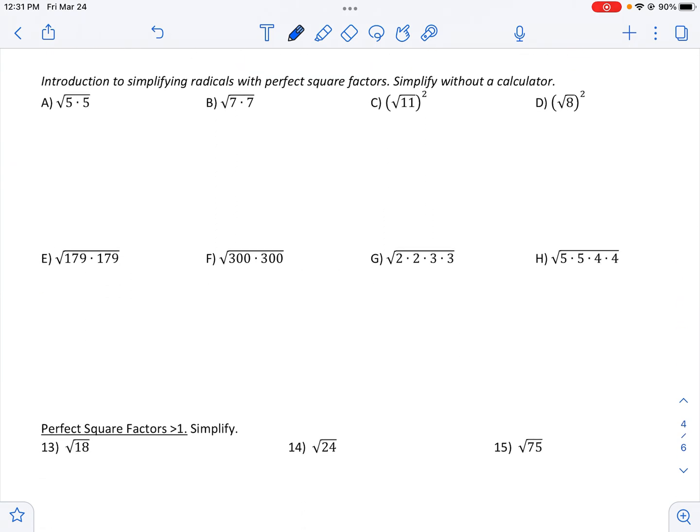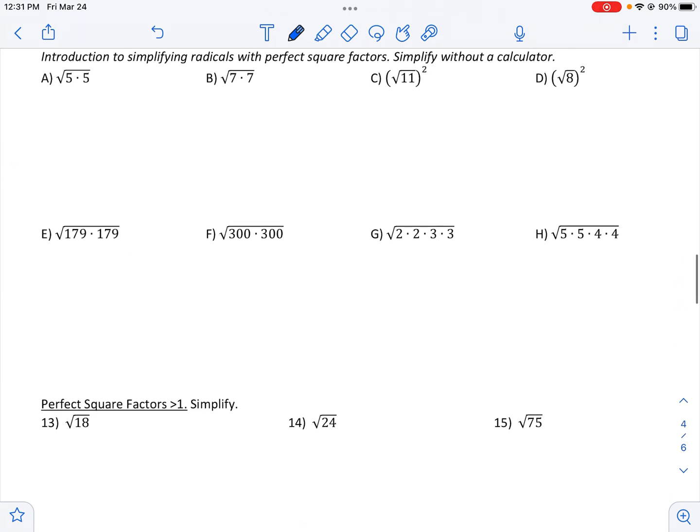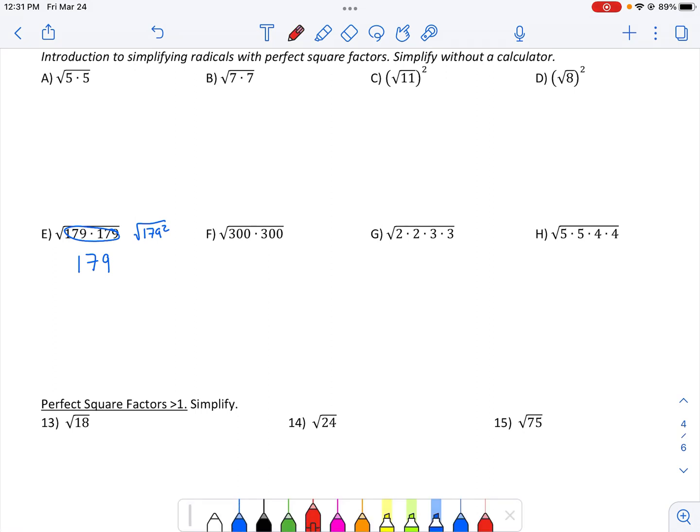Now, we've seen a few problems that are similar to this section here, where it kind of comes naturally. I'll jump all the way down to E, where the square root of 179 times 179 is 179. Since we have the same factor in here twice, we know that we're taking the square root of 179 squared, and we could cancel out those squared and square roots.